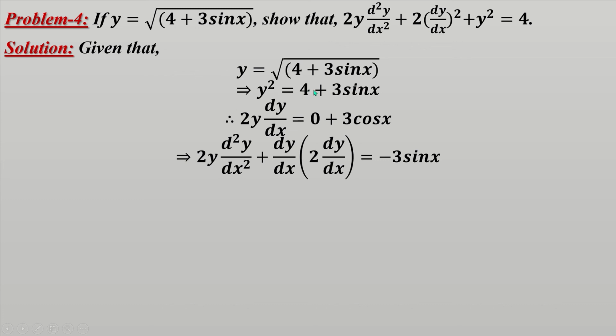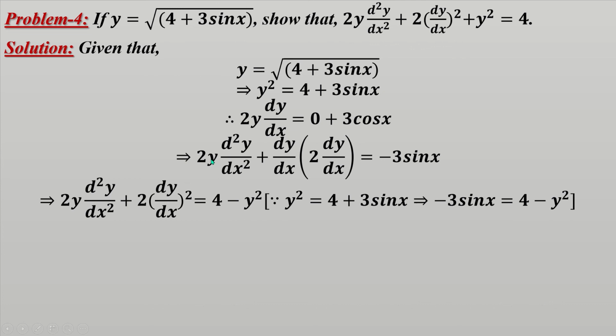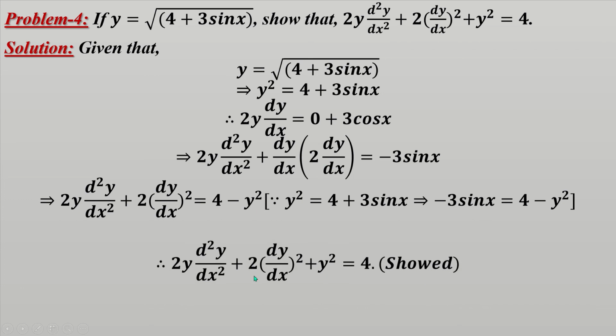the right side will be 4 minus y square, because we have to prove a relation between y and x, so there is no sin x or cos x. Okay, so minus 3 sin x equals 4 minus y square. That means this, and here will be 2 y d square y by dx square, and here will be dy by dx into 2 dy by dx. This equals 2 into dy by dx whole square minus 4 into y square, and convert minus y square to the left side, we will get the required proof.